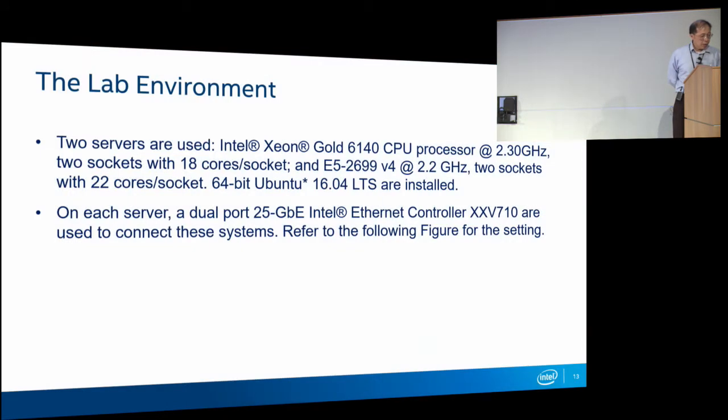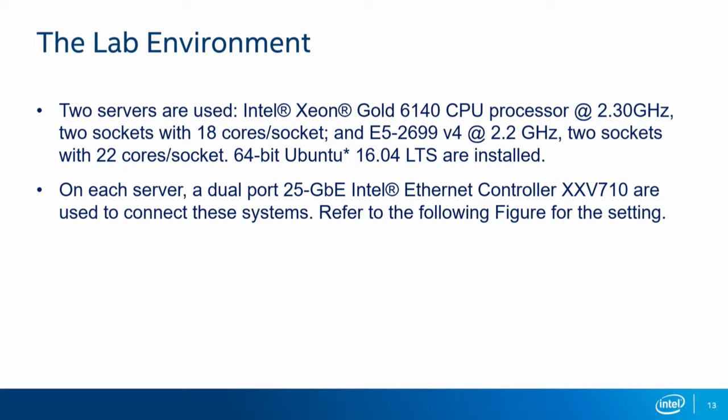First of all, this is the environment that we set up. We have two servers. One is the Intel Xeon Gold 6142, which is the latest version, 2.3 gigahertz, 2 sockets, 18 cores per socket. And the second server we use as a TRex generator is the E5-2699 v4, Broadwell based. It's 2.2 gigahertz, 2 sockets, 20 cores per socket. And both of them have Ubuntu 16.04 installed.